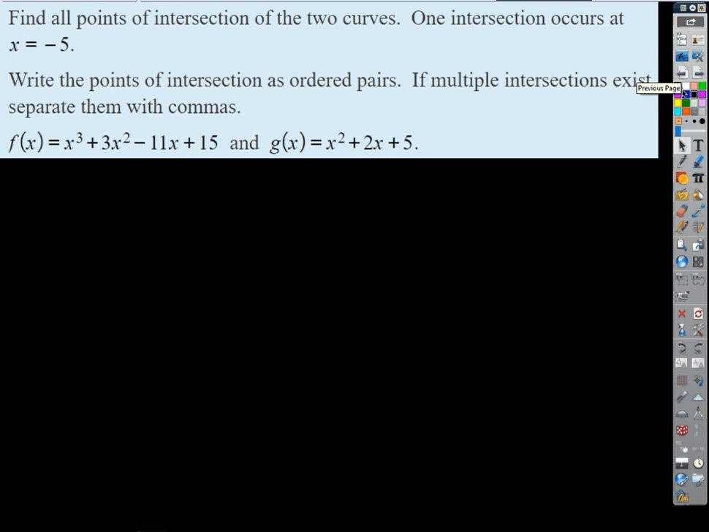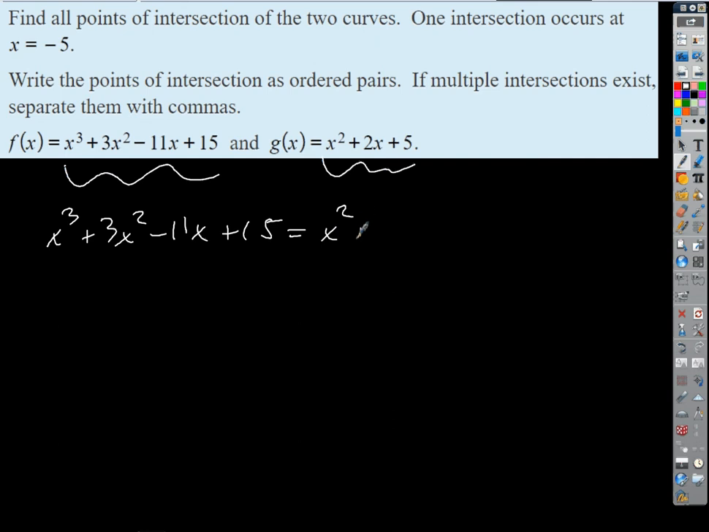So if we do that, if we take this function, so f of x, x cubed plus 3x squared minus 11x plus 15 equals g of x. How am I going to solve that equation? What do I always do when I solve polynomial equations? Move everything to the left. Okay, good. Combine like terms, get it equal to 0. Put it in standard form.